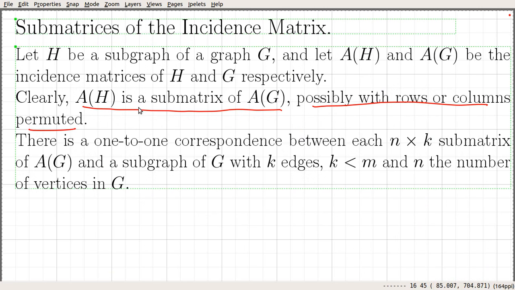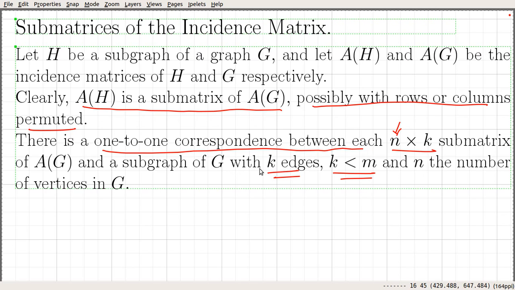And here the most important thing is that if you look at these submatrices, we can see that there is a one-to-one correspondence between each n by k submatrix of A of G and a subgraph of G with k edges. So we need to consider every row, but only a subset of edges, where k is strictly less than m, and m is the number of edges. So there will be a one-to-one correspondence between this submatrix and a subgraph with k edges.